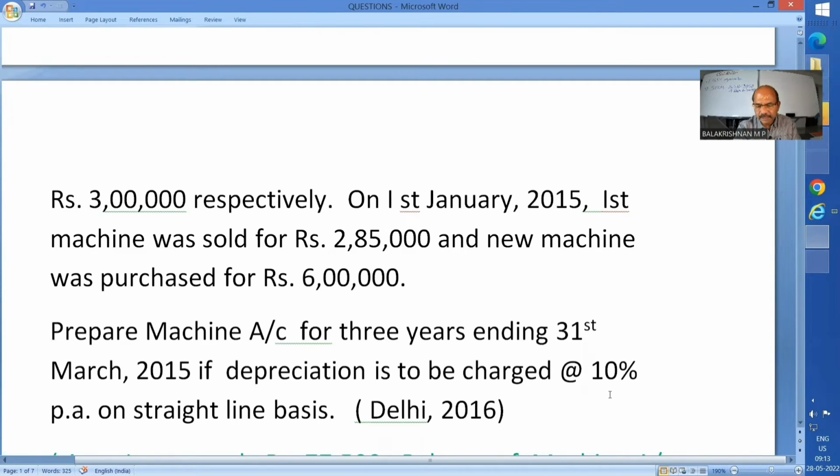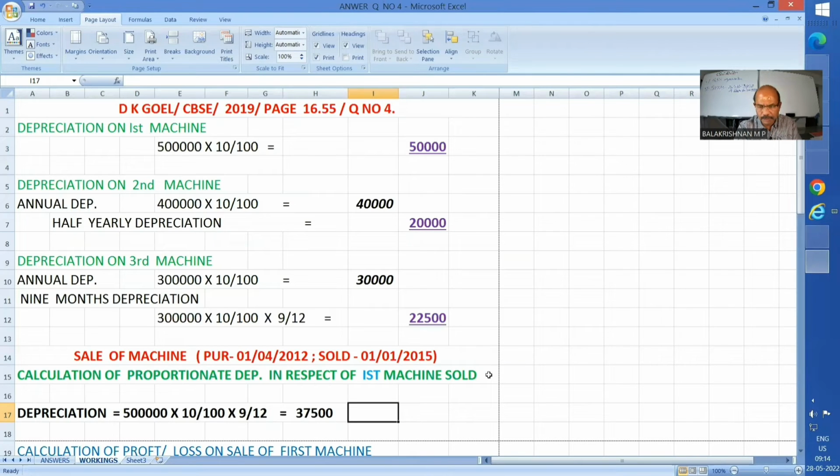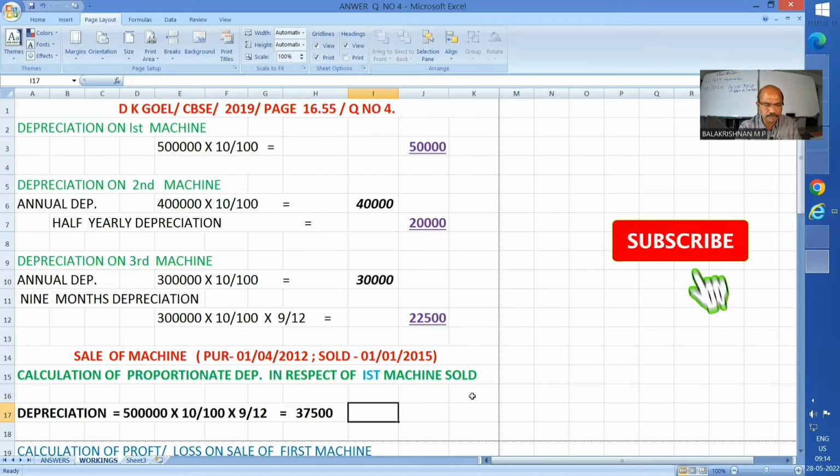So depreciation rate has been given to us. So we need not adapt the formula here because straight apply this 10% on original cost, being under straight line basis. Now let me work out the sum for you. Before we do any sum, it's better to do the workings first.